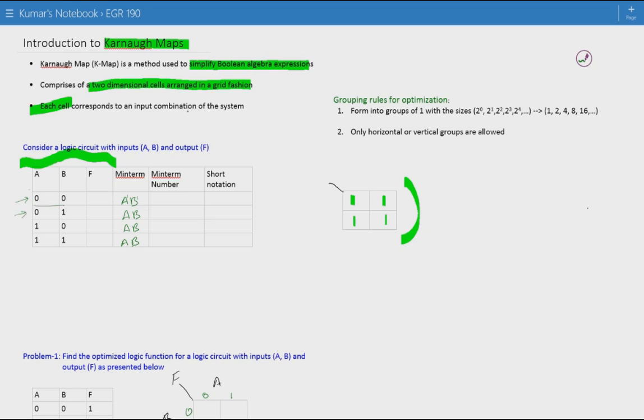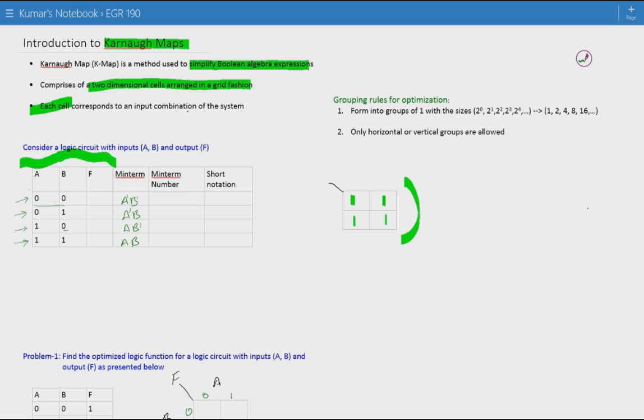Next, come to input 0 1. Input A is 0, so I write A bar. And B is 1, so I leave it as is. So for input 0 1, the minterm is A bar B. Similarly, for input 1 0, A is 1, leave it as is, and B is 0, so put B bar. The last one, input 1 1, is AB. So for inputs A and B, we have minterms A bar B bar, A bar B, A B bar, and AB.